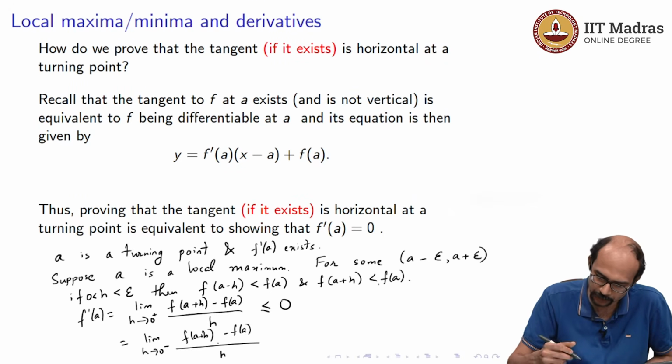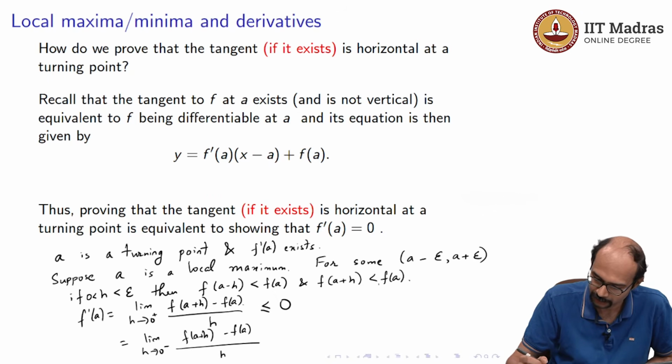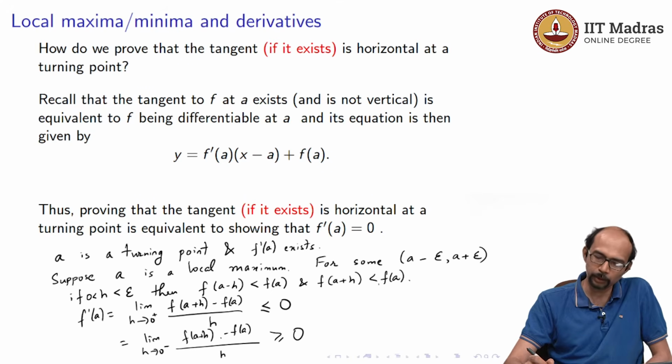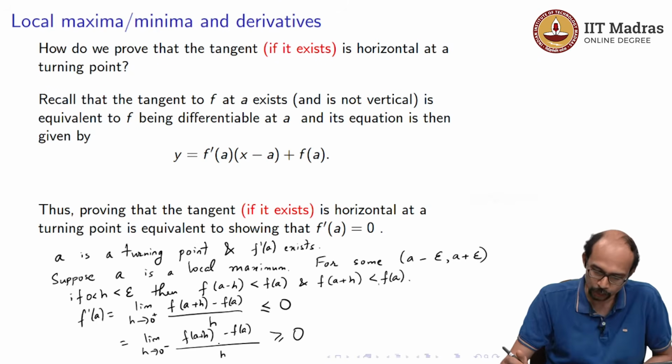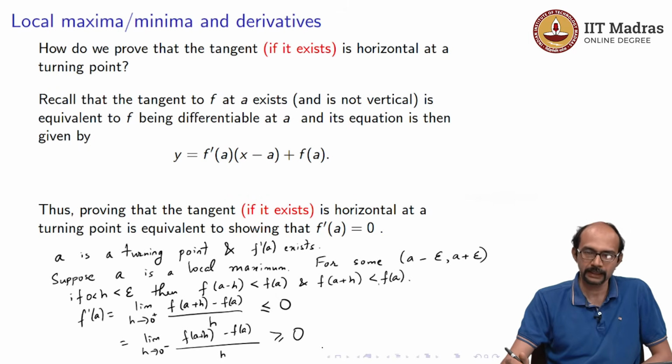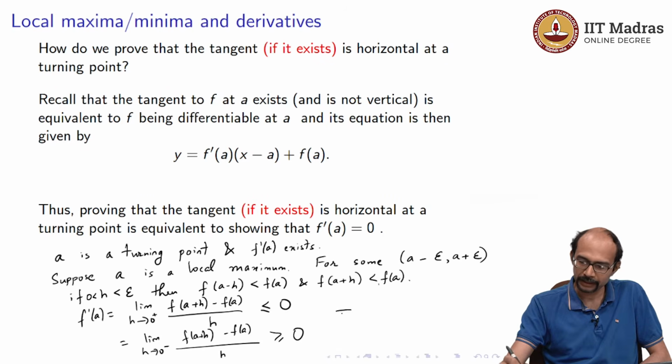So, here of course, h is between minus epsilon and 0. So, in that case this is going to be greater than or equal to 0. Why is that? Because here the numerator is negative, but the denominator is also negative. So, negative by negative gives you a positive number. So, now we know that f prime a exists and it is greater than or equal to 0, and we also know it is less than or equal to 0. That tells us that f prime a must be equal to 0.